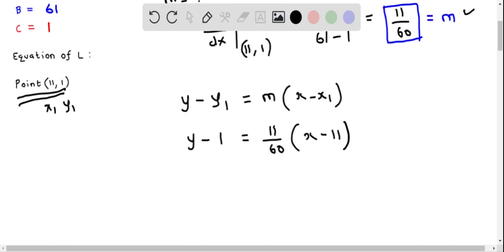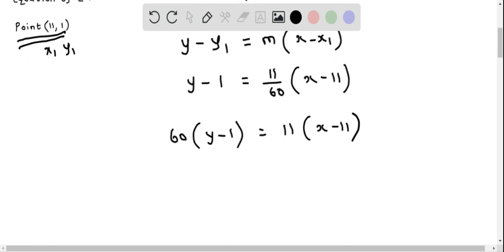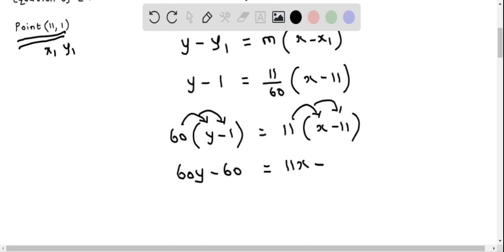So let's simplify this. First, I'm going to multiply both sides by 60 so that I can remove this denominator from this right side. So this becomes 60 times y minus 1, and this equals 11 times x minus 11. Now let's distribute both these numbers. We will distribute the 60 as well as we will distribute the 11. So when you distribute the 60, we get 60y minus 60, and this equals 11 times x is 11x, minus 11 times 11 is 121.